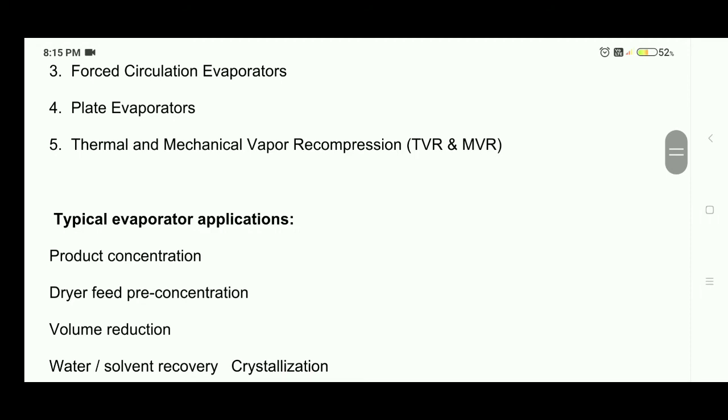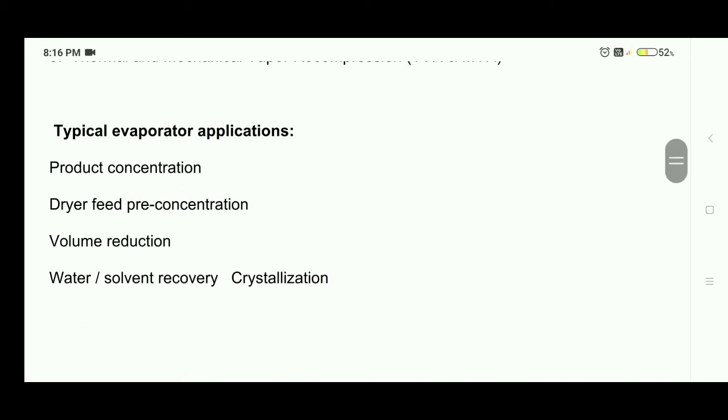Okay, then we'll discuss typical evaporator applications. Product concentration, dryer-fed pre-concentration, volume reduction. Okay, and there is one more application. This is water or solvent recovery, crystallization.